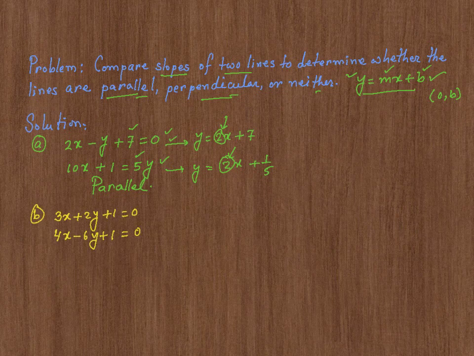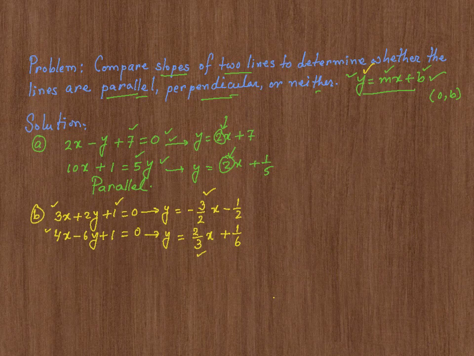Now let me consider a second case. In the second case, I'm going to consider these two equations. My first equation is 3x plus 2y plus 1 is equal to 0, and my second equation is 4x minus 6y plus 1 is equal to 0. Now we are going to simplify these equations, both of them, and solve for y to get the form y is equal to mx plus b. If we did that, we get the following from the first equation. If we solve for y, we get y is equal to negative 3/2 x minus 1/2. And from the second equation, we get y is equal to 2/3 x plus 1/6.